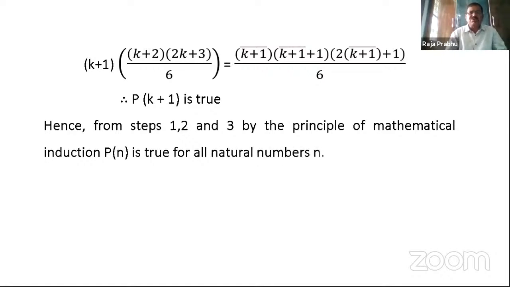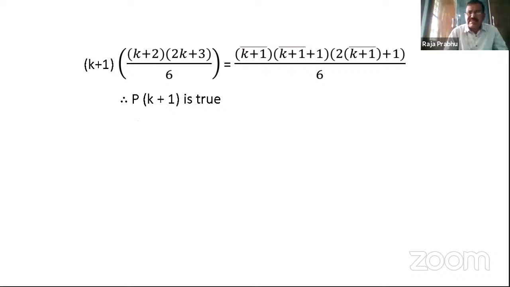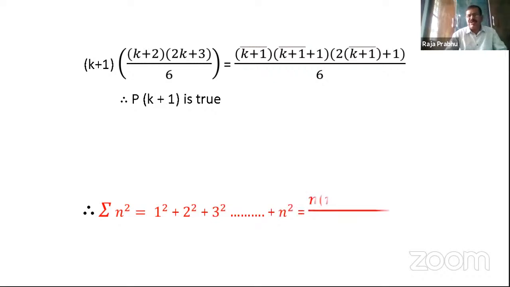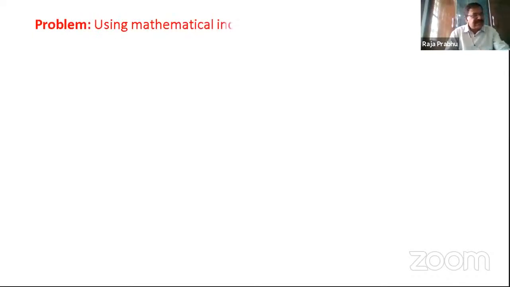So as it is true in all the three cases, the statement will be true always for any value of n. Therefore now the statement is proved, nothing but sigma n square is equal to 1 square plus 2 square plus 3 square and so on up to n square is equal to n into n plus 1 into 2n plus 1 whole divided by 6. Hence it is proved. Okay children, now this is about the second problem what we have proved.